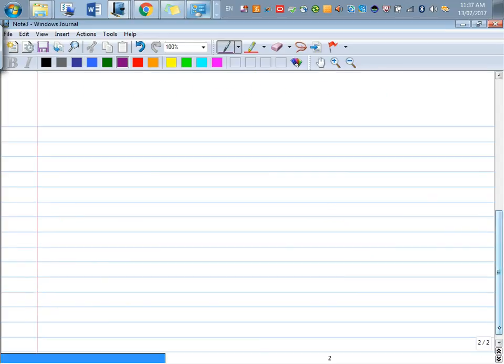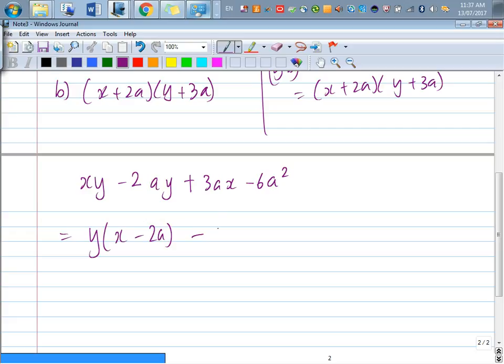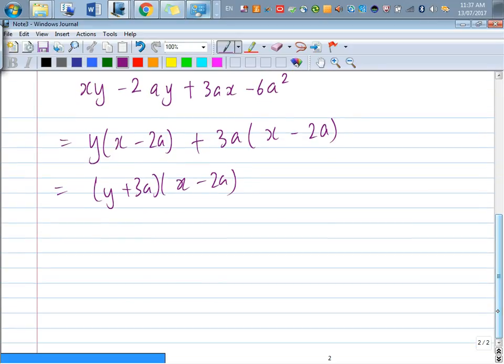Now, because some of you didn't copy down the correct question, can you tell me what is in your question? Then we work it out now. This is what some of you have, is it? So let us solve this. So you get y, x minus 2a, plus 3a, then you get x minus 2a. Right? So you get y plus 3a, x minus 2a. Yes? Okay, so method, you must know how to do it. Method-wise, it is the same.